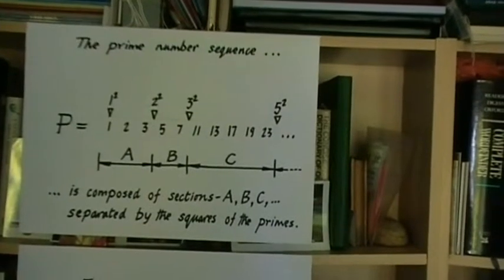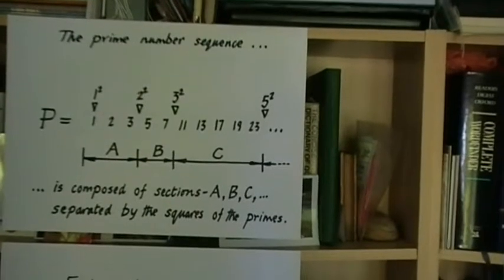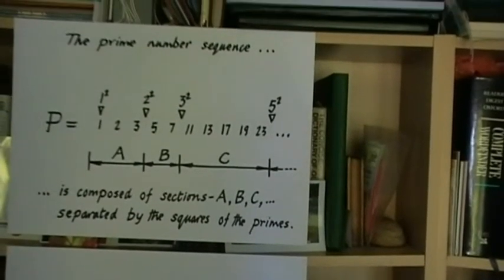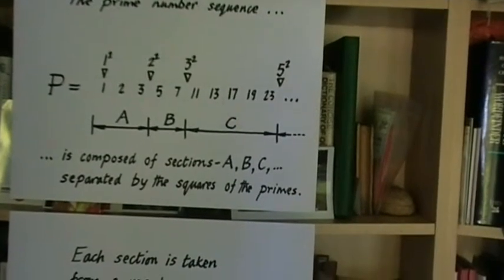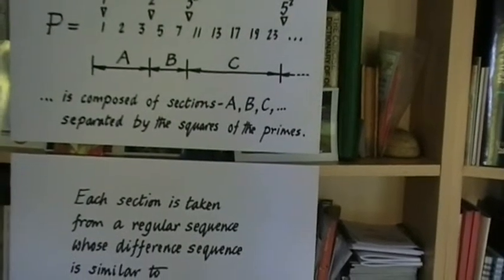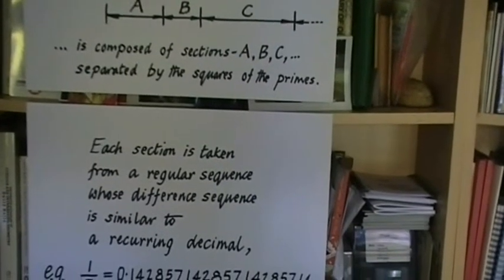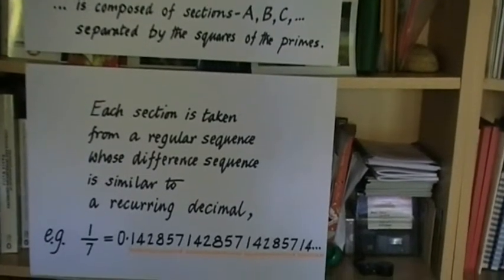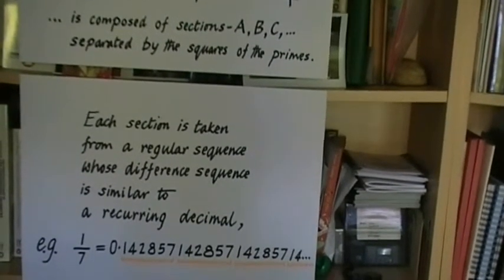Now, the prime number sequence is composed of sections separated by the squares of the primes. We see the sections A, B, C, and we see the squares of the primes, 1 squared, 2 squared, 3 squared, 5 squared, and so on. Each section is taken from a regular sequence, whose difference sequence is similar to a recurring decimal. So we could take a recurring decimal like 1/7, and that is what the difference sequence is like in the primes.